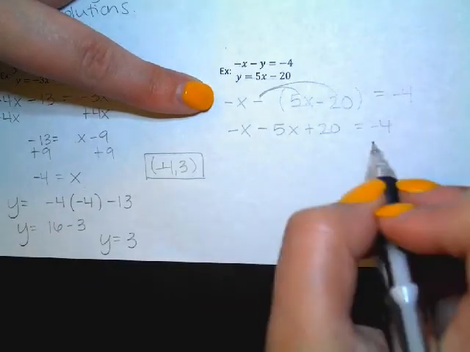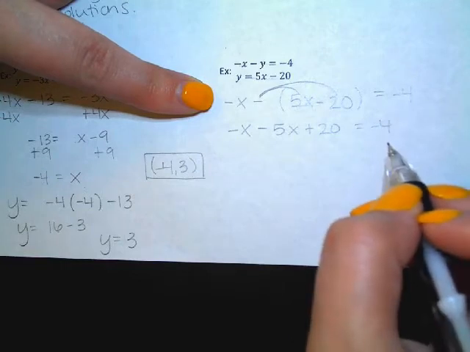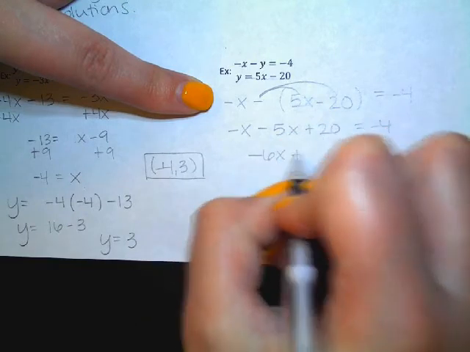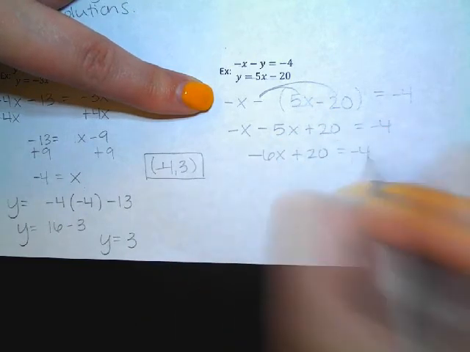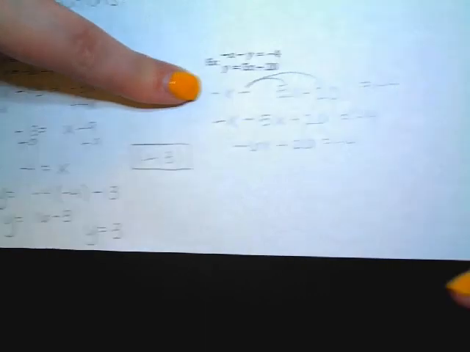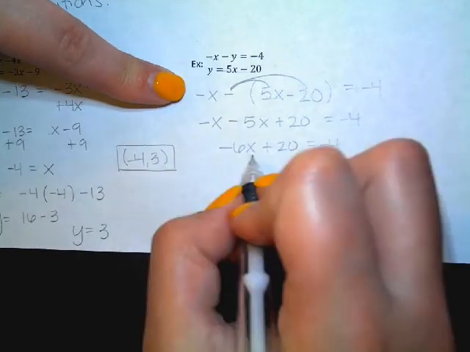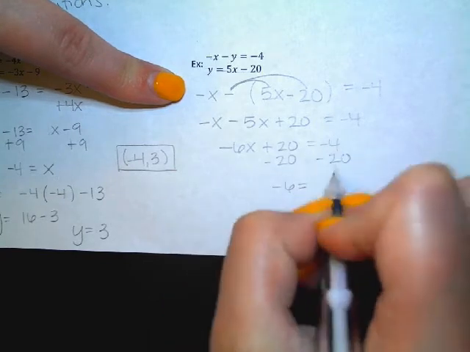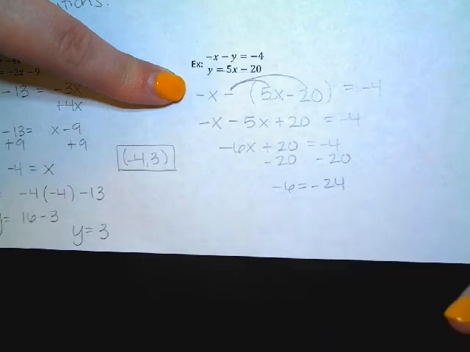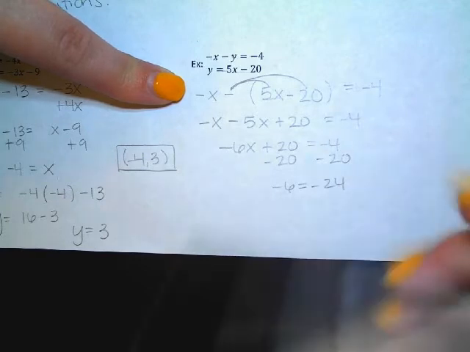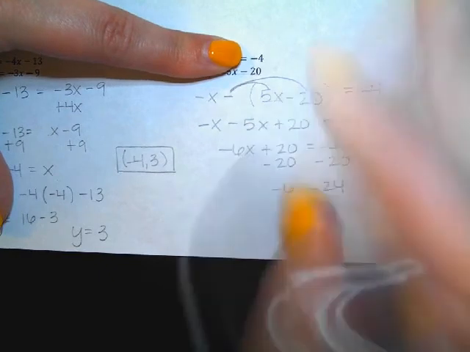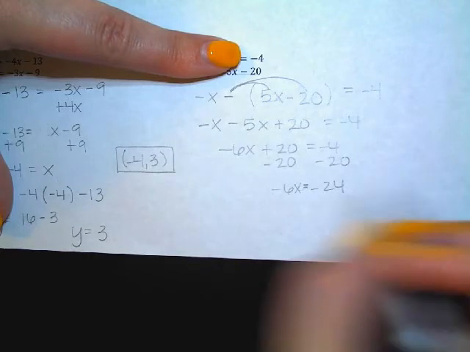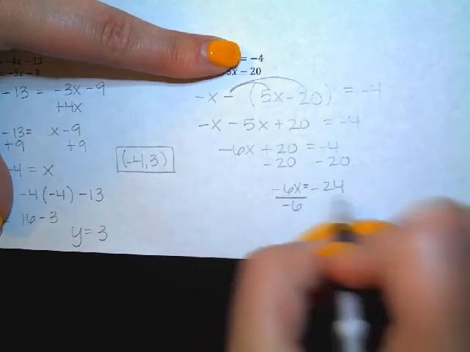And now that I've done my distribution, I need to check and see if there's any like terms that I can combine, and there is. We've got -6x. And then I can move the numbers away from the variable, so I can subtract the 20 over. It helps if you remember the x in there. And then to get the x completely alone, I'm going to go ahead and divide by -6.